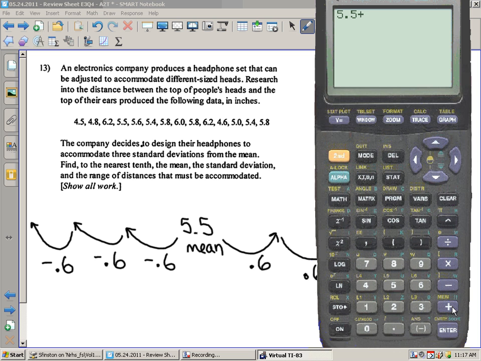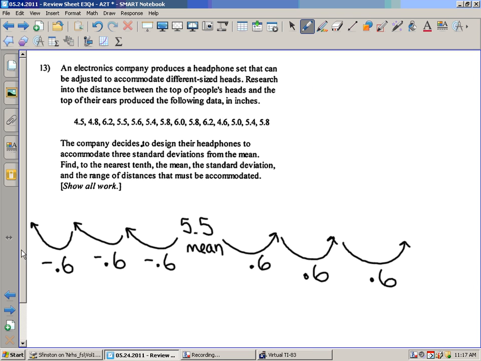5.5 plus 1.8, sorry, not 0.18. 7.3, okay. So that's down over here. And then what's 5.5 minus 0.6? 3.7.